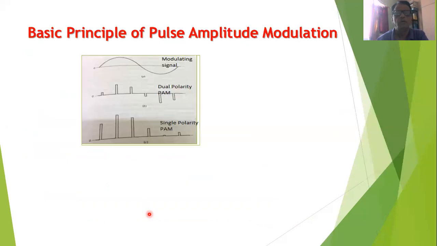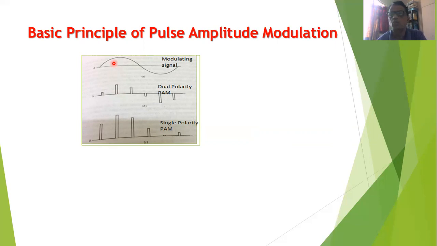Now we will go for the basic principle of the pulse modulation technique. This is the diagram of pulse modulation, where you will find that the modulating signal is a continuous signal, and when this modulating signal is applied to a multiplier or to a sampler circuit, then we can generate either dual polarity PAM or single polarity PAM. In the dual polarity PAM, as you observe, the amplitude of the carrier pulses is changed in accordance with the amplitude of the modulating signal.